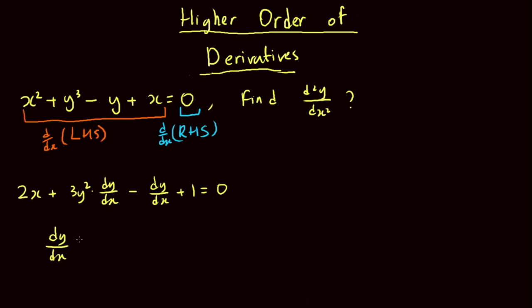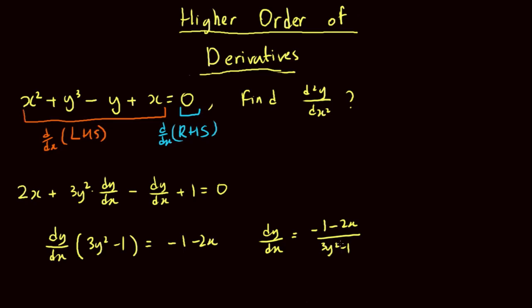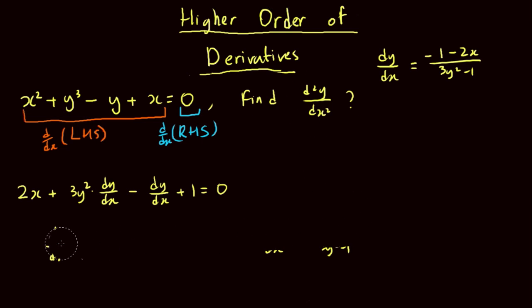So dy over dx is equal to 3y squared minus 1 equals negative 1 minus 2x. Therefore dy over dx is equal to negative 1 minus 2x over 3y squared minus 1. I'm going to write it right here just to save space. So dy over dx is just negative 1 minus 2x over 3y squared minus 1. Okay, with that aside, we're going to erase this.